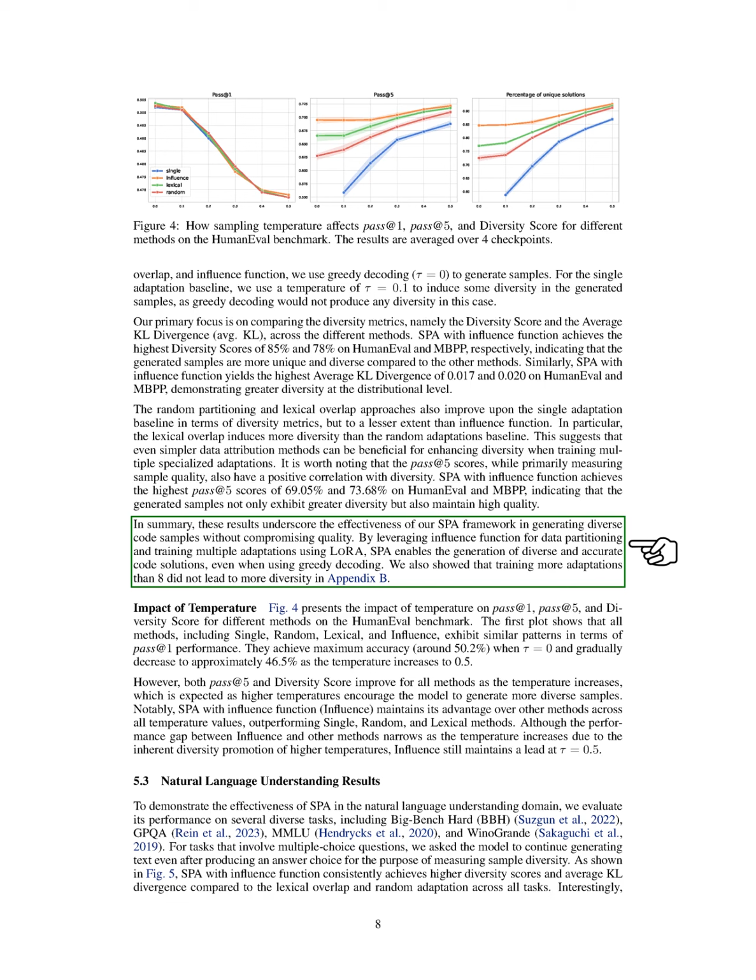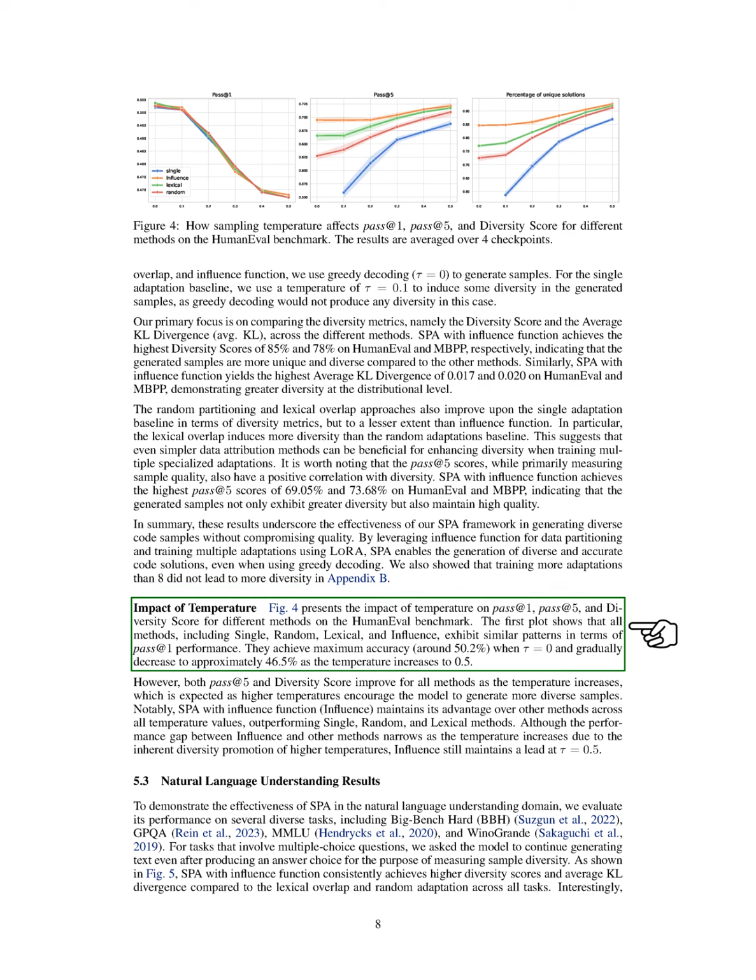Section: Impact of temperature. In this section, we examine the effect of temperature on various performance metrics, including pass@1, pass@5, and diversity score, using different methods on the HumanEval benchmark. Our first plot indicates that all methods, such as single, random, lexical, and influence, show similar trends in pass@1 performance. They reach their highest accuracy of about 50.2% when the temperature is 0, but this drops to around 46.5% as the temperature rises to 0.5.